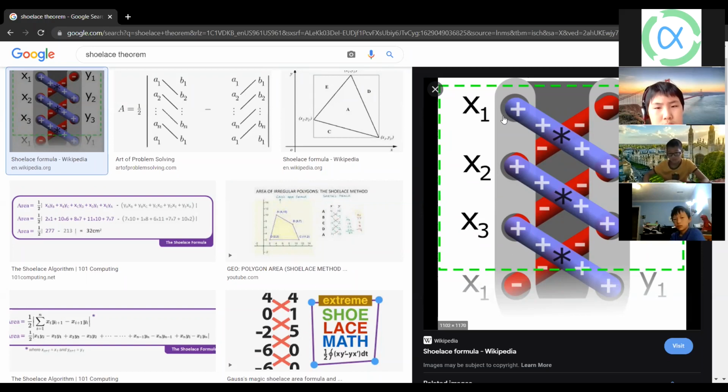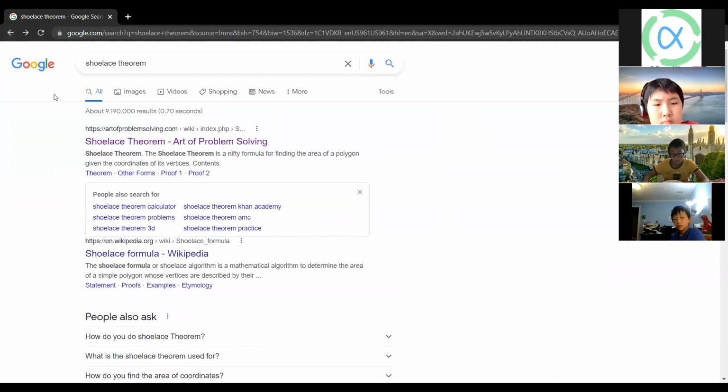So how do you apply shoelace? You take these three coordinates, write them like this, and then add x1, y1 at the end. Then you take x1 times y2 plus x2 times y3 plus x3 times y1. And then you subtract y1 times x2, y2 times x3, and y3 times x1. Then you take the absolute value of that just in case your end result is negative, so you get a positive number, and then you divide by 2. It's like looking back right here.